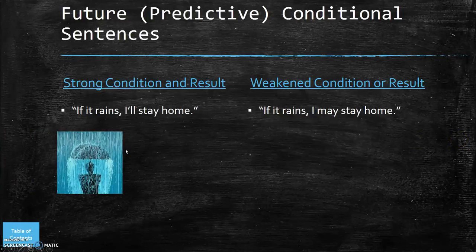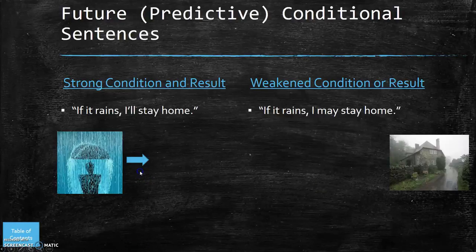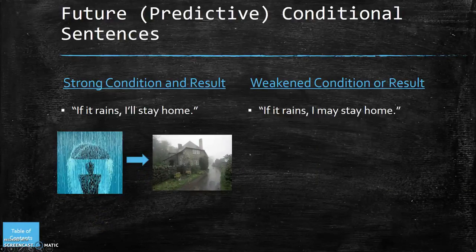So, if it rains, there's no question, I'm going to stay home. If it rains, we're not sure if it's going to rain or not. That's in the future, okay? But if it does, I'm definitely going to stay home. That's just where we feel strongly about that.